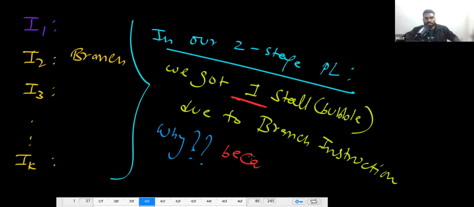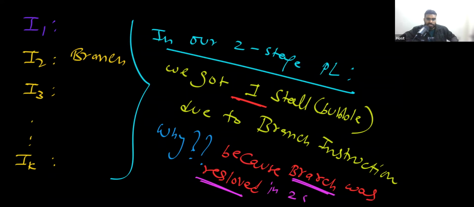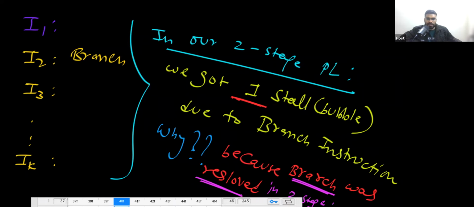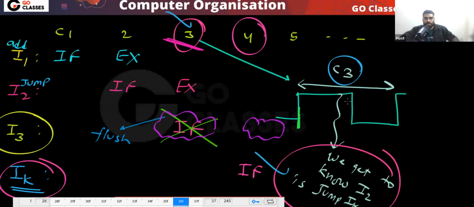Because branch was resolved in the second stage. Yes or no? Branch target was resolved. Resolve means we got to know where to go. In the second stage, we found out where we are going. Is this point clear? Because in the second stage, we are finding out where to go.